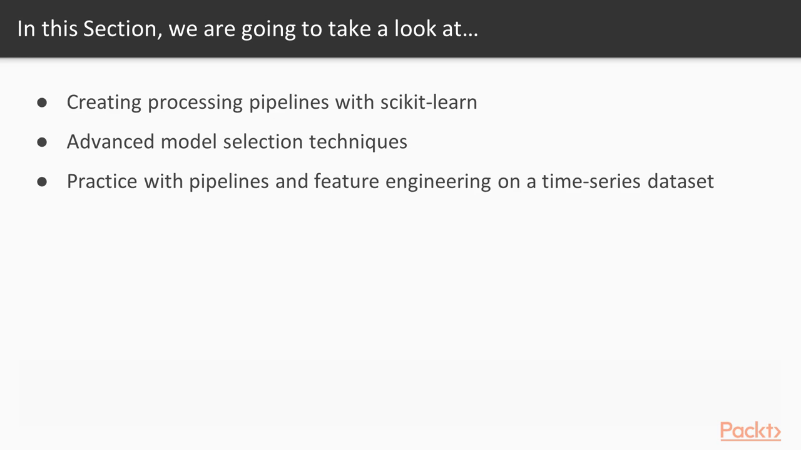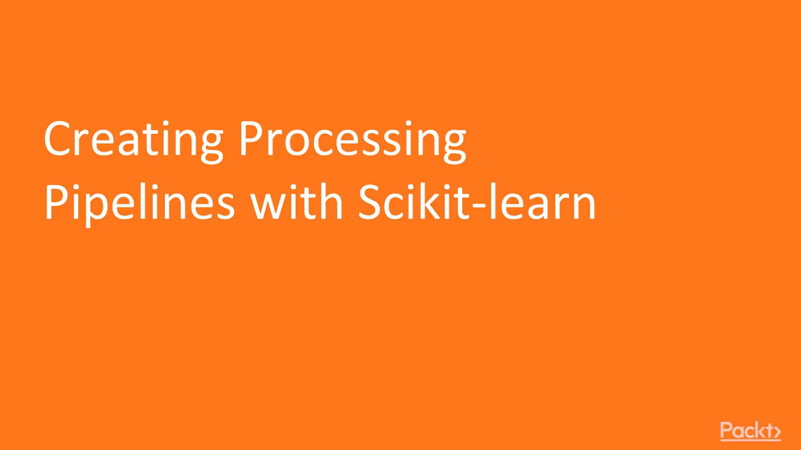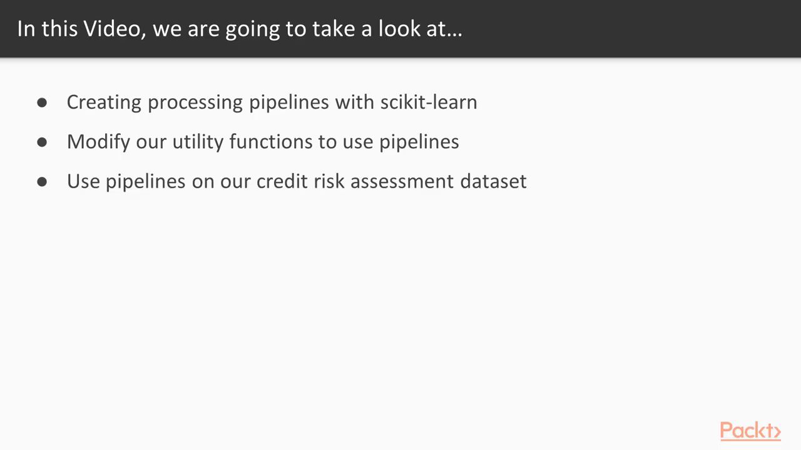Till now, we haven't used a time series dataset. In this dataset, there will be a time and date element. In other words, each row will be an event captured at some point in time. In this specific video, we are going to cover creating processing pipelines with Scikit-learn. We will modify our utility functions to use pipelines, and we will use pipelines on our credit risk assessment dataset.